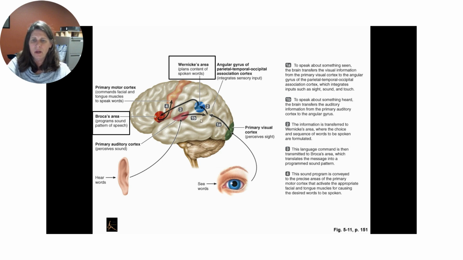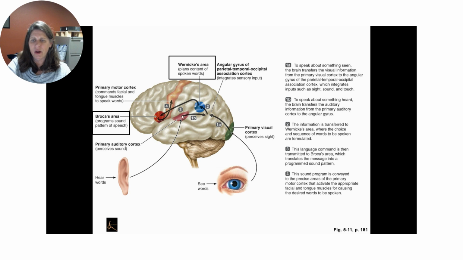Okay, so now this language command has to be transmitted to Broca's area. So this arrow here, the number 3, is for this arrow up here. Okay, so 1A is the occipital lobe if you see something.